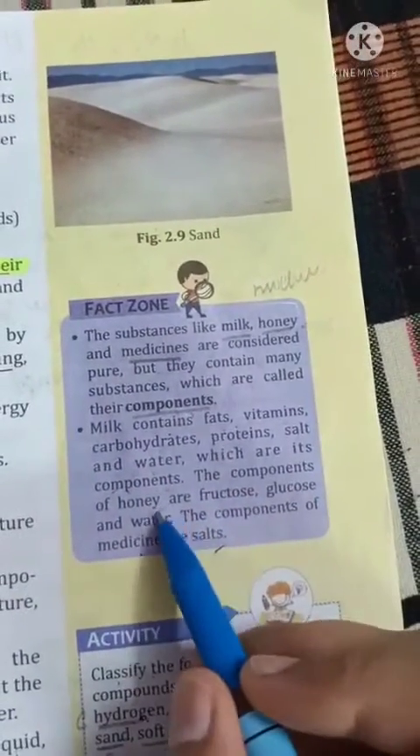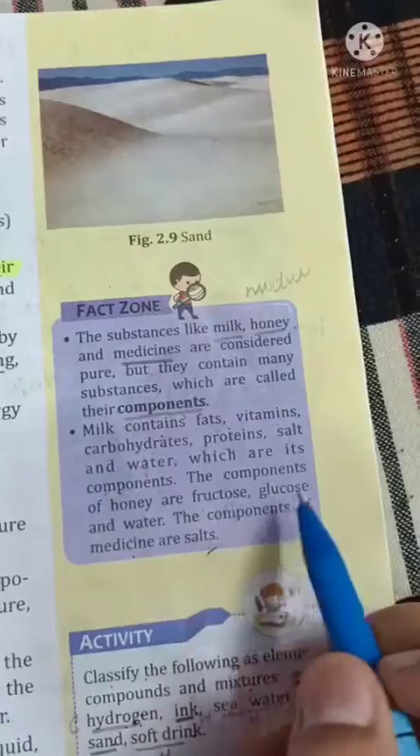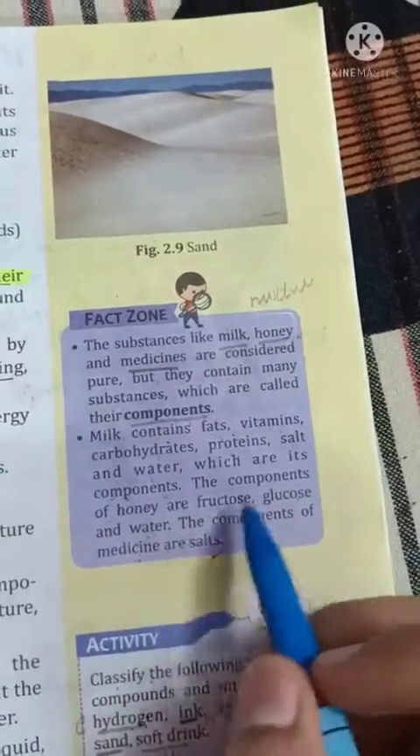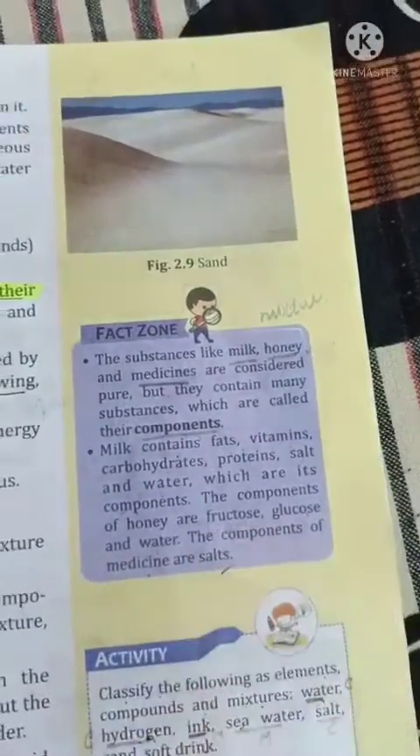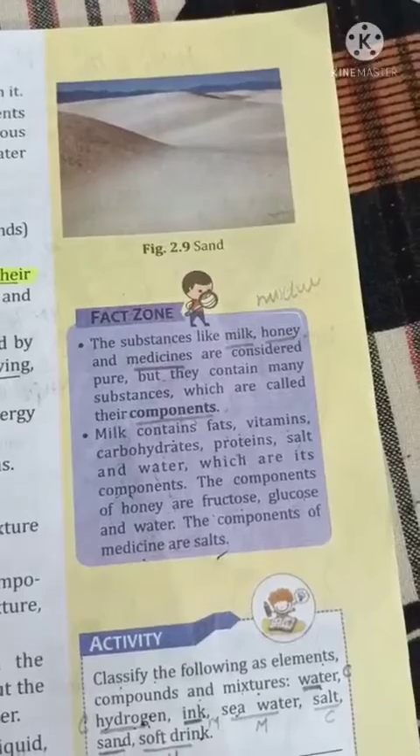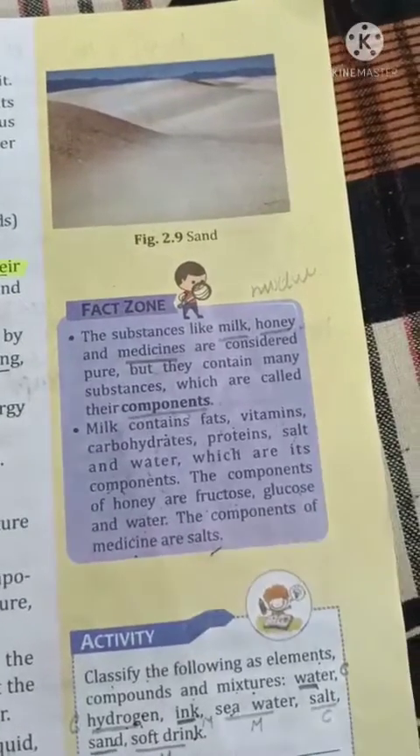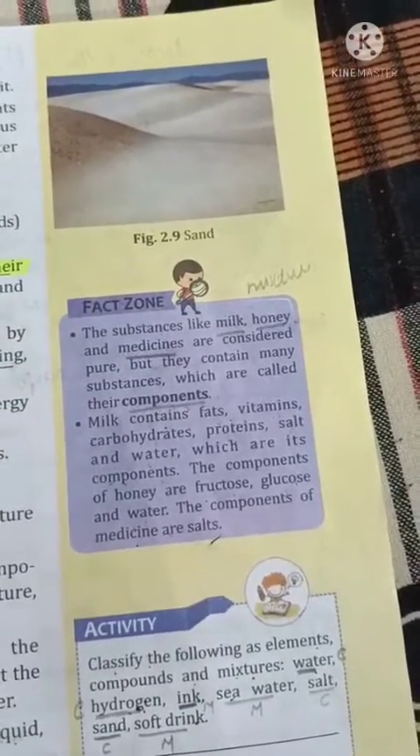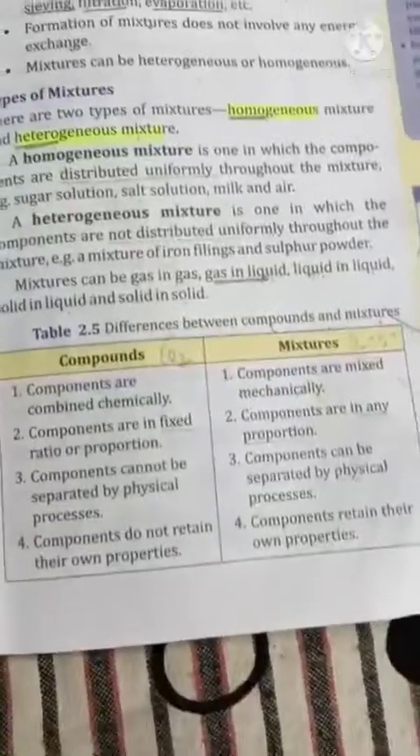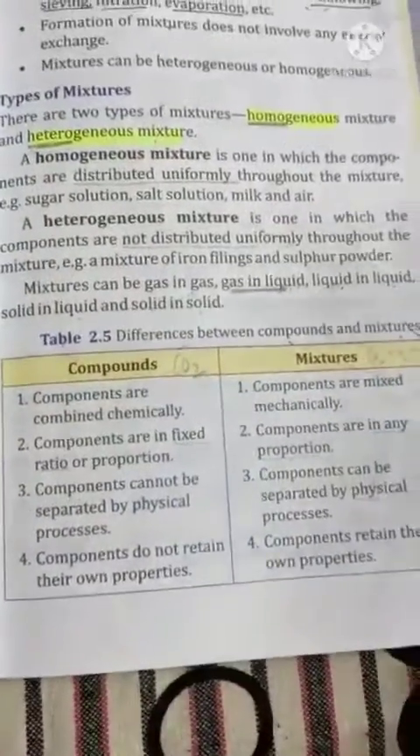In the same way, honey contains fructose and glucose and water. So these are components of honey. In the same way, medicines contain many salts, and all those salts will be components of medicines. Next we have the difference between compound and mixture.